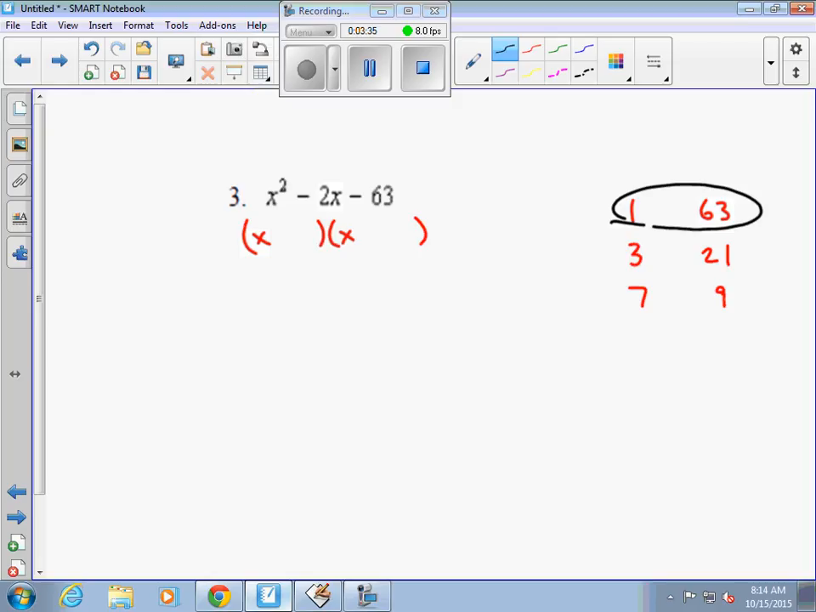That's what I meant by not having to list all of the factors once you get better at this. Again, 3 and 21, look how far apart those numbers are. We're looking for the number 2. The only pair that'll get you to the number 2 is 7 and 9. So we use 7 and 9.